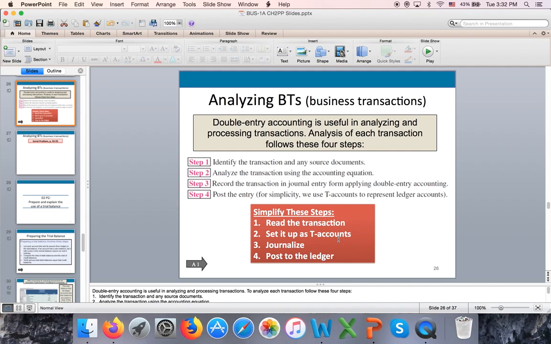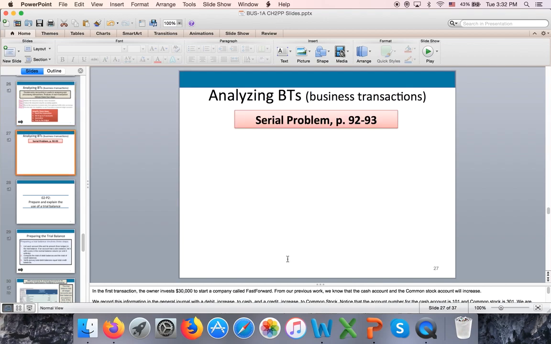Unless you took a Business 7 course where you already studied T accounts, in which case you can directly jump to step 3 and journalize. If this is new information for you, practice, practice, practice until you get it. Put the T accounts first. And then from the T accounts, we're going to journalize the transaction, and then from the journal, we're going to post it to the ledger. So those are 4 simple steps.